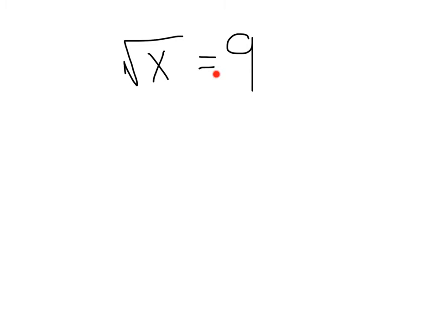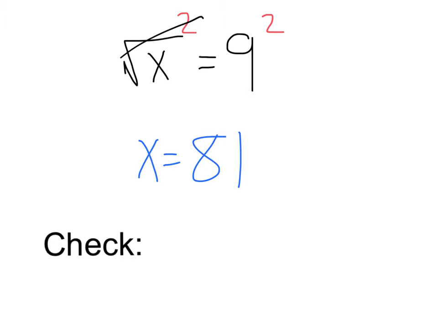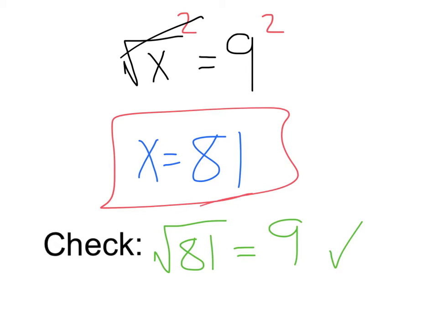To start things off, we've got square root of x equals 9. Let's start by squaring both sides. Since our square root is already by itself, that's going to cancel out the square root, giving us x equals 9 squared, which is 81. And if we check that answer, we're going to get the square root of 81, which indeed is 9. So we know that this 81 is our solution.